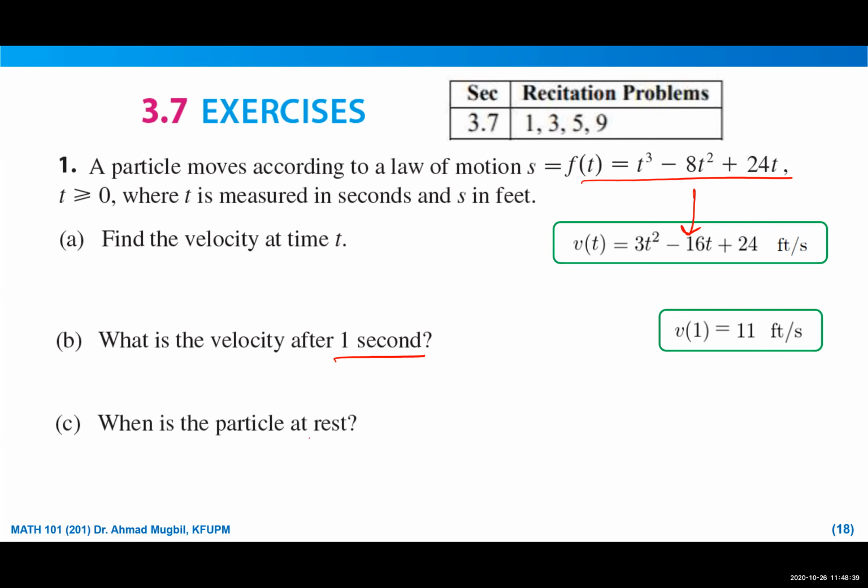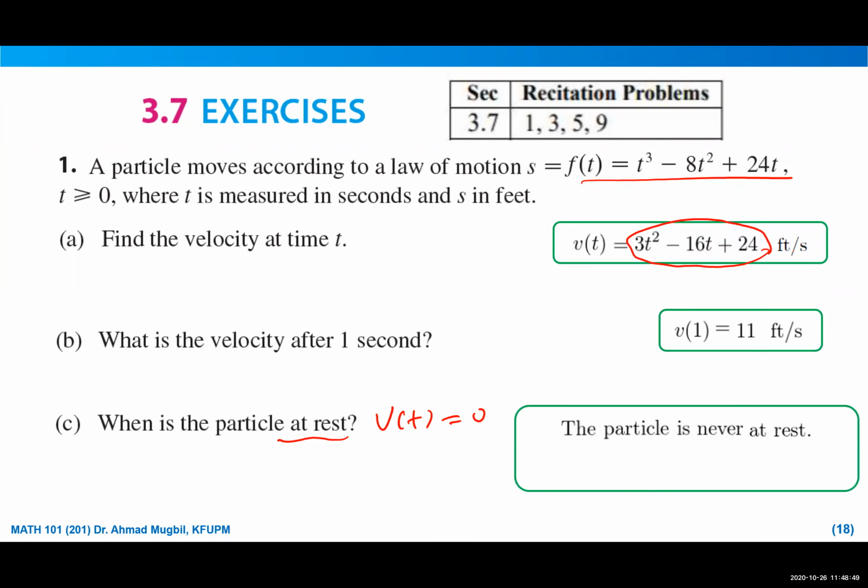Now, when is the particle at rest? When the velocity is 0, put this equal to 0. If you put this equal to 0, guys, you will not find a real solution. So this means that the particle is never at rest. It cannot be equal to 0. The velocity cannot be 0.